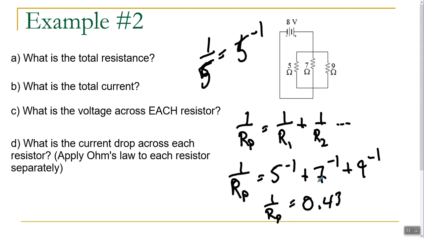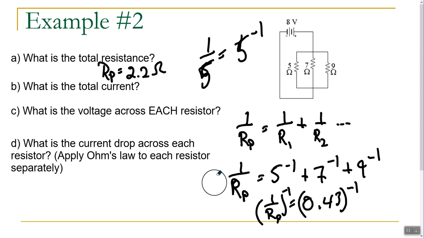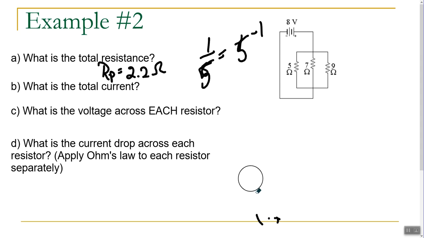A common misconception is that people think they're just done here. They forget that this is still 1 over resistors in parallel, so you still have to flip it again. An easy way to do that is to hit the negative first button on your calculator and you're done. So over here you get the resistors in parallel to come out to be 2.2 ohms, rounding. Okay? I'm going to go ahead and erase this a little bit so I have some more space to work with.